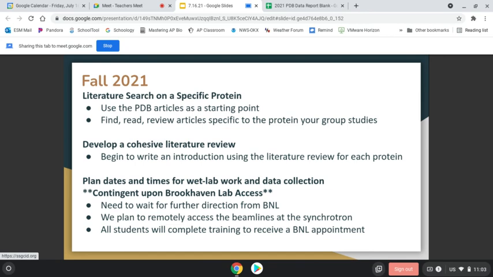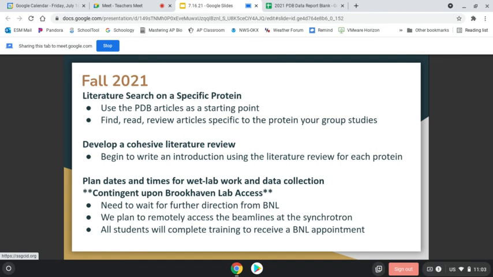Right now, the plan is to remotely access the beam lines at the synchrotron, but if things change, we may be able to get some students at the experimental floor at the synchrotron. The other thing that's going to happen in the fall is all students are going to complete training and you're going to receive a Brookhaven National Lab appointment. What that basically means is that it's going to give you access to their computer system and access to the lab.